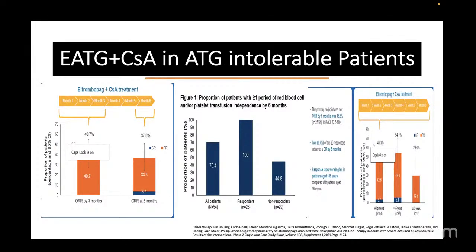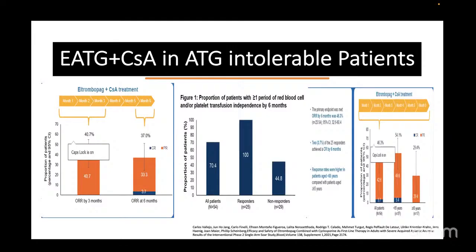So the EATG, that is Eltrombopag with ATG, and cyclosporin in ATG intolerable patients. In the patients where they did not tolerate ATG or had any dose limiting toxicities, they treated these patients with just Eltrombopag and cyclosporin with reliable results. So we can see the proportion of patients with more than one period of red blood cell and platelet transfusion independence by 6 months. In around 46% of the patients, the primary endpoint was met by 6 months.